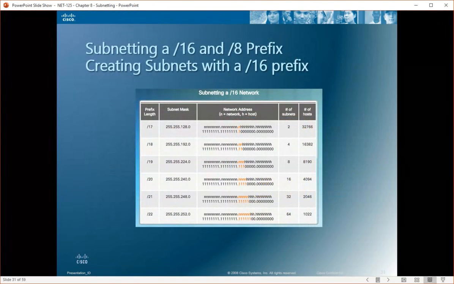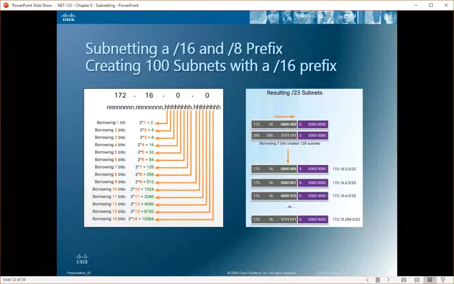So subnetting a /16 or an /8 prefix is a little bit different, simply because you're dealing with usually much larger numbers of hosts, dealing with the number of host bits and things like that, so the exponentiation gets a lot larger, a lot faster. If we have a /16 prefix, /16 subnet mask, and we want to create 100 subnets, let's go ahead and take a look at the structure there.